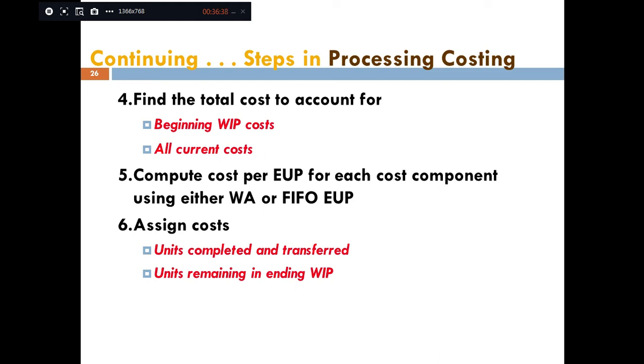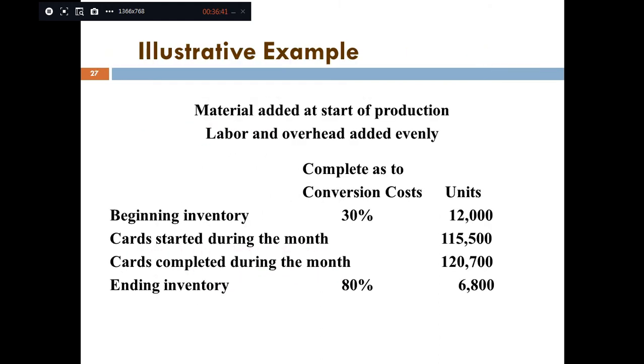Illustrative example. Material is given at the start of production. Labor and overhead are added evenly, and units in beginning inventory are 30% complete as to conversion cost. Units started during the month.